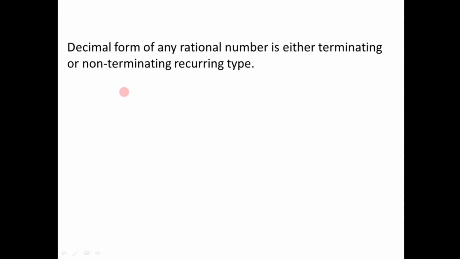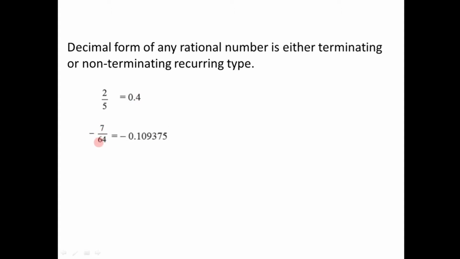So for that, let us have some examples. If we have a rational number 2 divided by 5, this is a rational number as it is in the form p divided by q. If we divide 2 by 5, we get the answer 0.4. That means at the end of this division process, we get a remainder 0. That's why the process of division ends. So 2 by 5 is equal to 0.4.